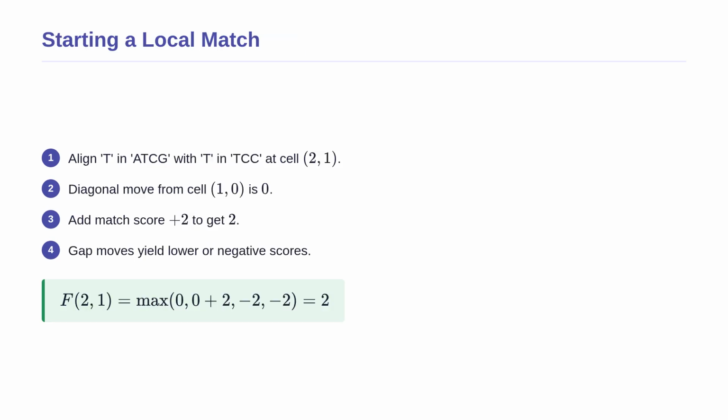Now let us look at aligning the T in ATCG with the T in TCC. The diagonal move from the top left cell is 0, plus our match score of 2, giving 2. The other moves involve gap penalties and yield lower or negative scores. Since 2 is greater than 0, we place a 2 in this cell. This positive number indicates that a strong local match has successfully begun. We are starting to build our highly conserved local region.